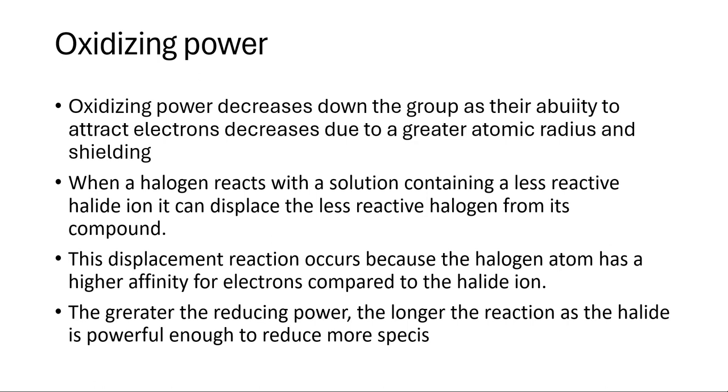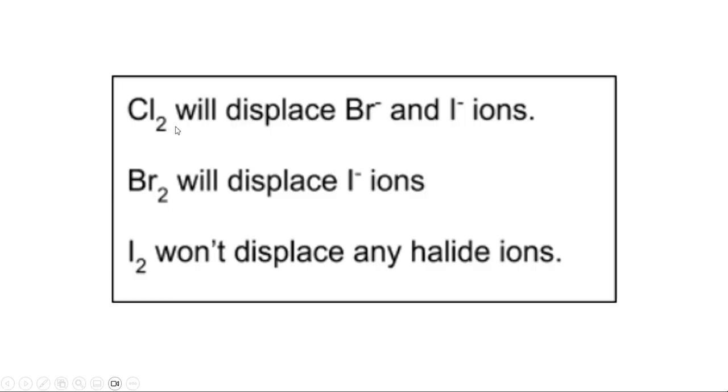So what do I mean by this? I mean that certain halogens that are more reactive than other halogens will displace them in the reaction, because they'll find it easier to accept an electron, especially if that halogen already has an electron accepted. For example, Cl2 will displace Br- and I- ions. Remember this: a halogen atom will displace a halide ion beneath it.